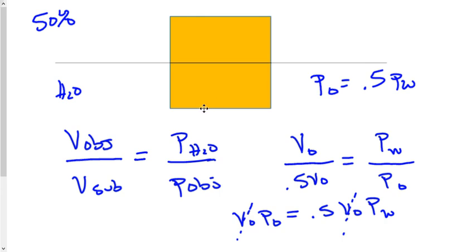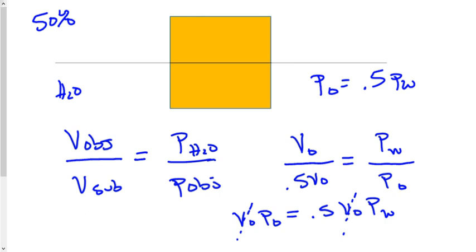So what if 60% of the object is now submerged? Well, then I'll have a 0.6 on the bottom here, right? So that'll mean my density is 60% of the density of water. What if 80% is submerged? Well, then the density of the object is 80% of the density of water. So you kind of see how that pattern goes.